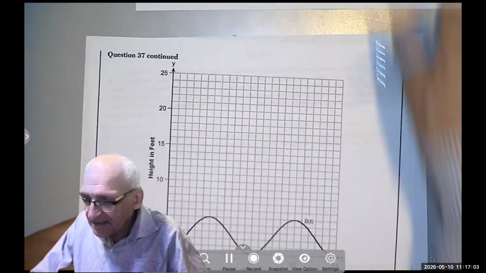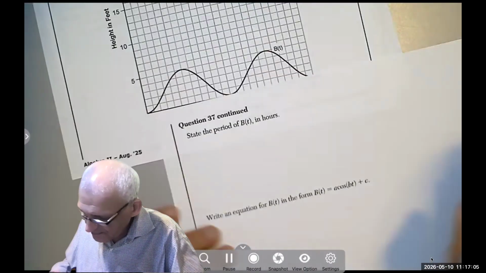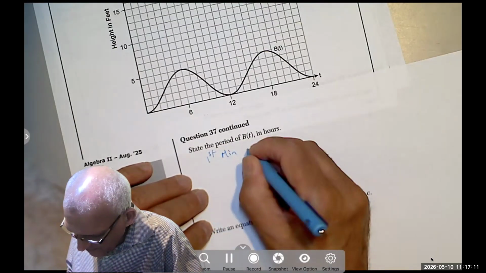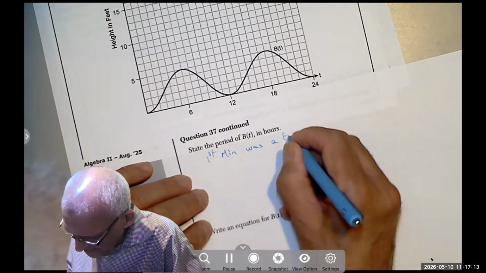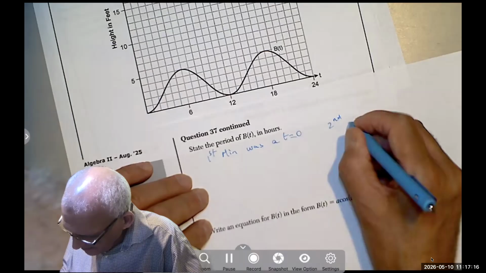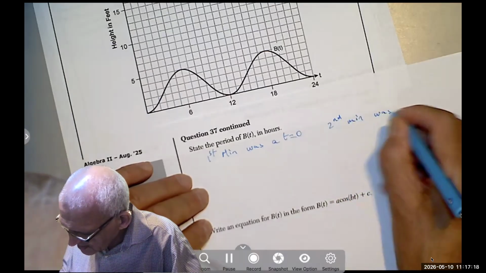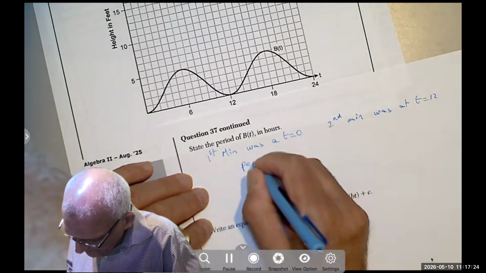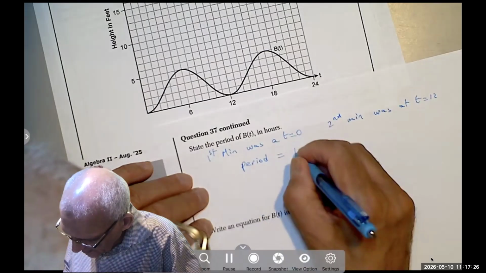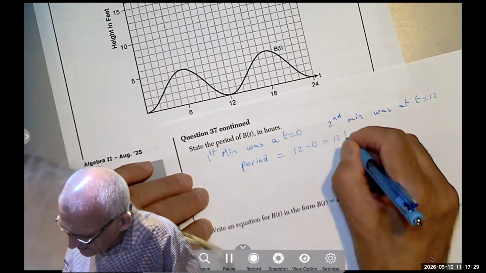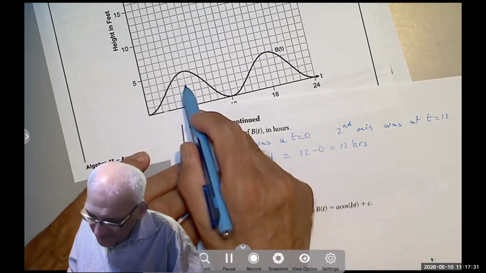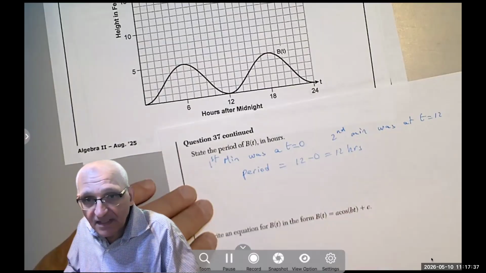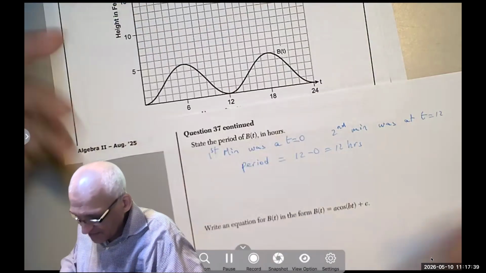So you can say first minimum, for example, was at t equals 0. Second minimum was at t equals 12. So period equals 12 minus 0 equals 12 hours. Or first maximum was at 6, second maximum at 18, and 18 minus 6 is 12. So the period has to be constant.